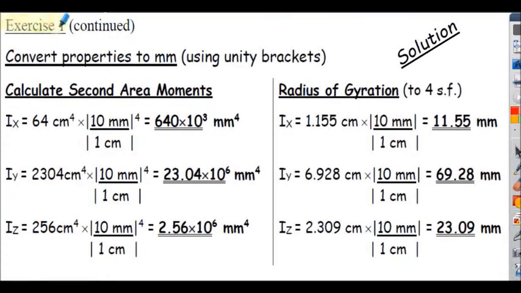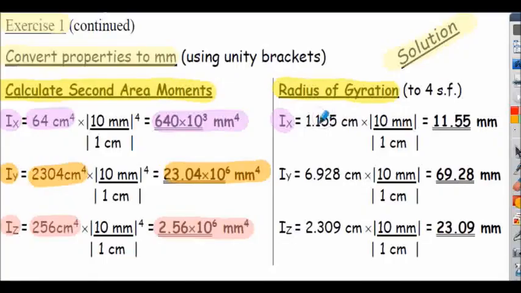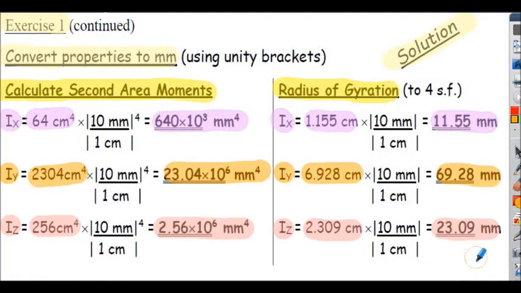Here's exercise 1, solution continued. Now we're converting the properties from centimetres to the 4 to millimetres to the 4. Here's a calculation of the second area moment conversions for Ix, from the 64 centimetres to the 4 into millimetres to the 4. We do the same for Iy and Iz. The radius of gyration calculations are slightly easier. You can probably undertake these conversions without use of unity brackets. I'll let you review the solution at your own pace.